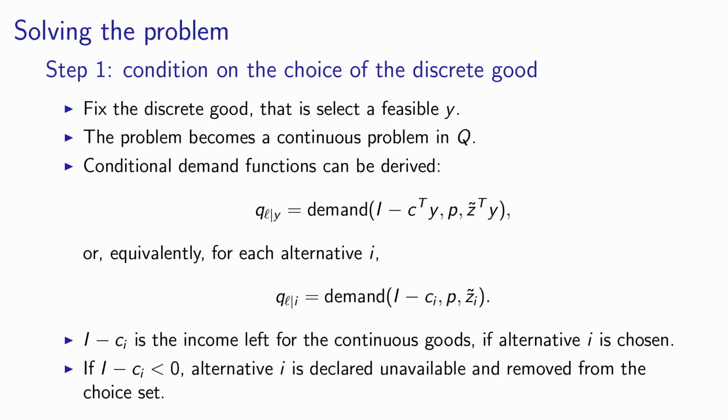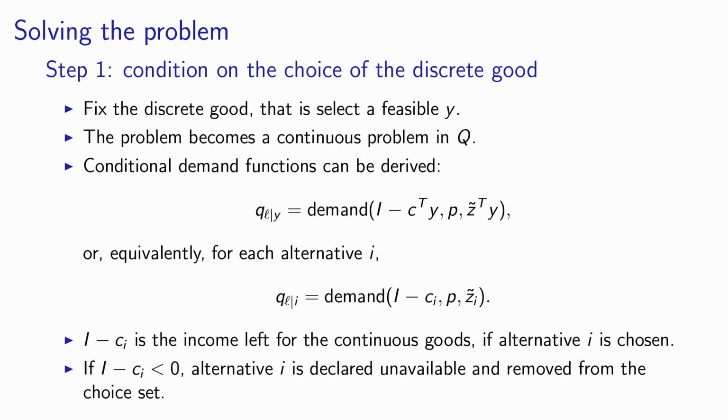Let's see how it works. We will solve the problem in 2 steps. The first step is that we will assume that the decision based on the discrete goods has been made already. Okay, so we fix the discrete good. We say, okay, this person has made already the discrete decision, so the value of y is set. Now, the only remaining variables are the q, the continuous variables.